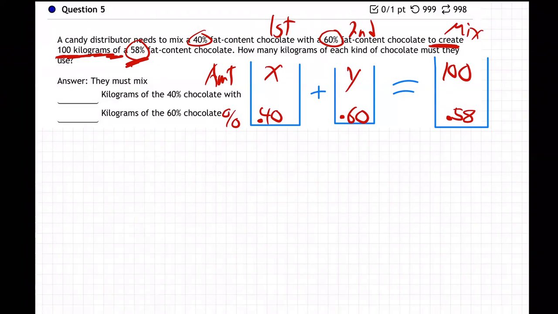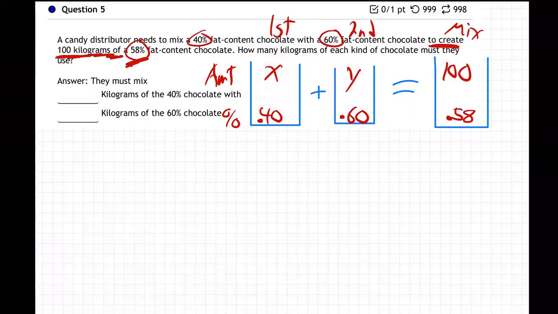And so now we're ready to go. So there's our picture. We have 2 letters that we don't know. X is how much of the 40%, and Y is how much of the 60%. We'll remember that when we're all done with the problem, when we have an answer for X, X is going to represent how much of the 40% stuff, and Y is going to represent how much of the 60% stuff.